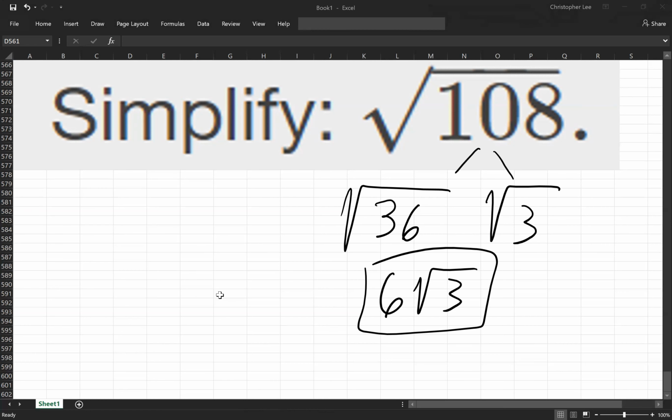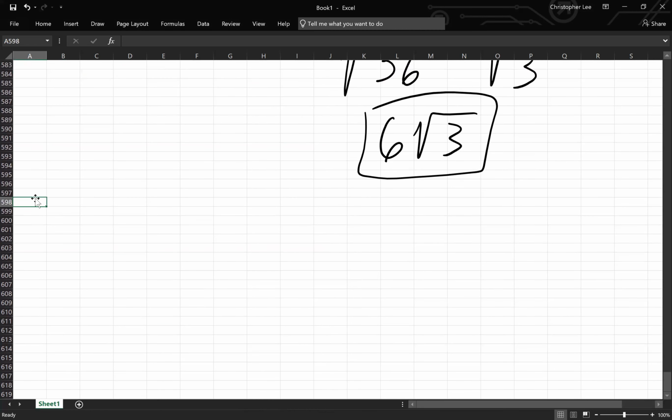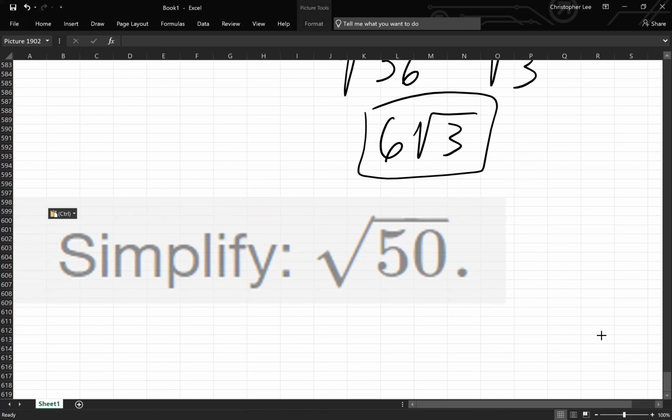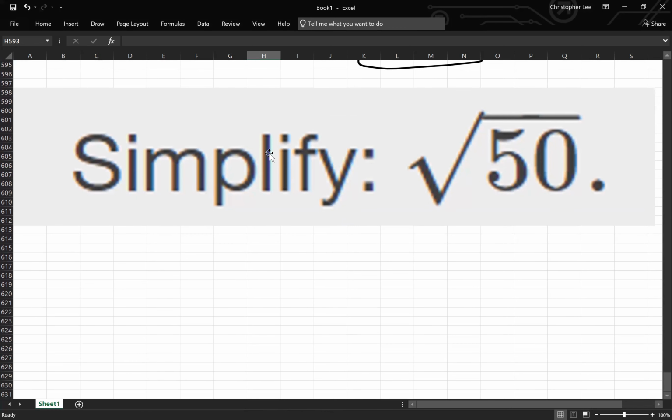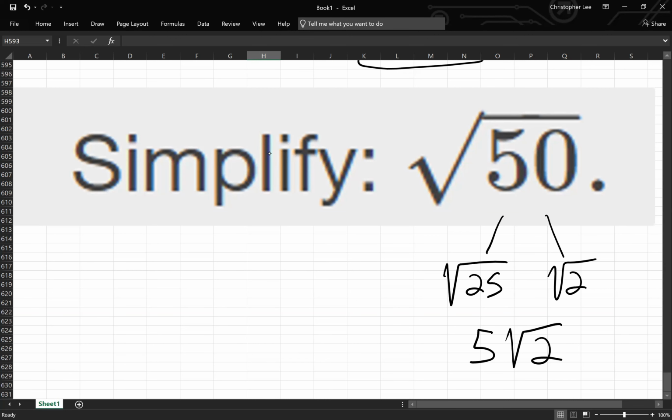Let's try one more, then I'll feel good. How about this one? Exactly. Square root of 25 times square root of 2. And the square root of 25 is what? So this is 5 square root of 2. Questions on that? All right.